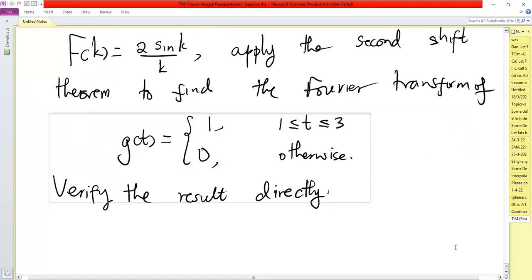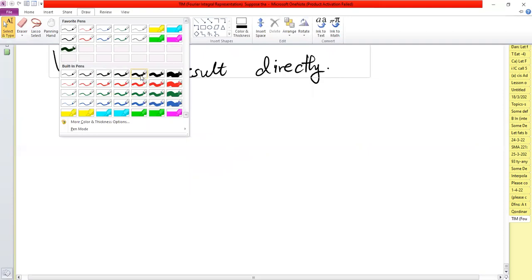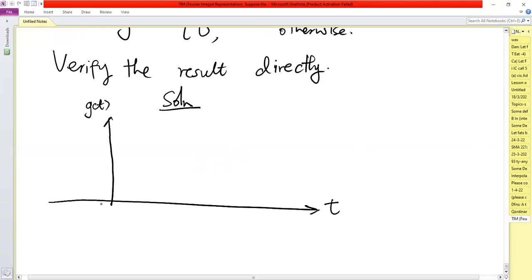So let's see how to work out this. Note that the function g of t can be drawn on a graph, and we'll take this form, this t-axis, this is the g of t. So 0, you have 1, 2, 3, and then this is 1.